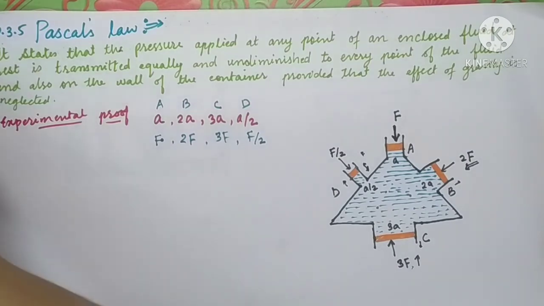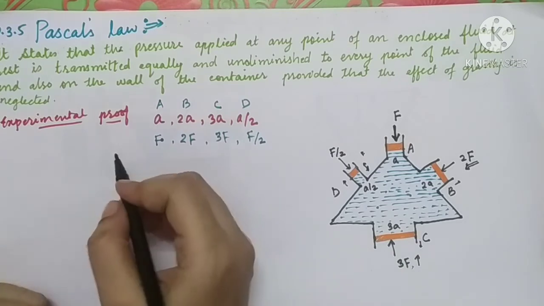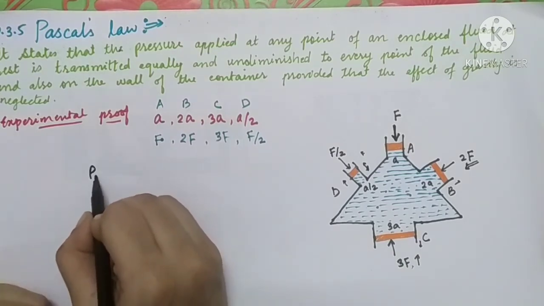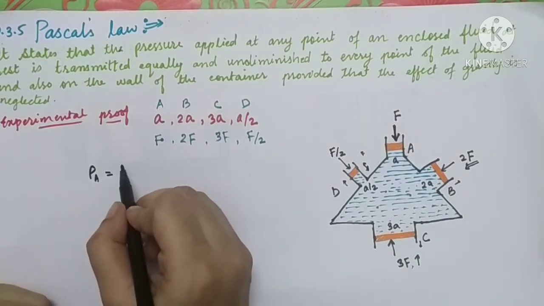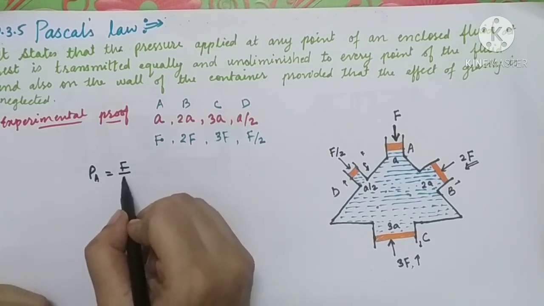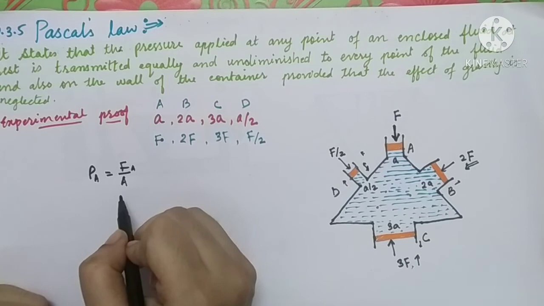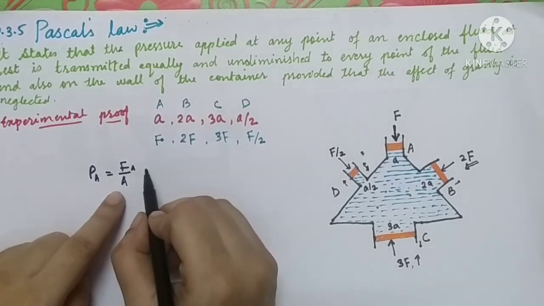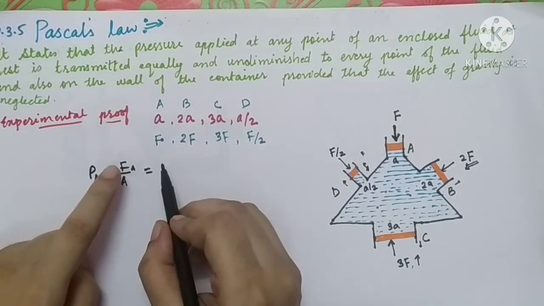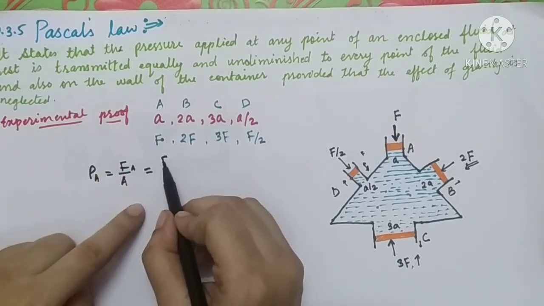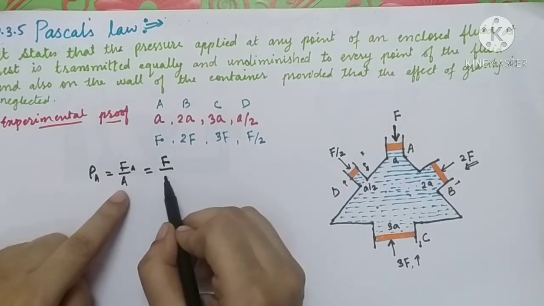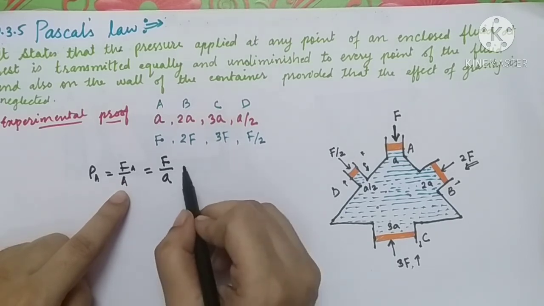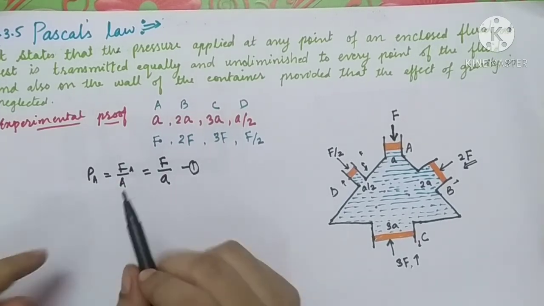Now let us calculate the pressure at A, B and C. The pressure at point A: the formula for pressure is F upon A. So we write F upon the area of opening A. The force on A is F, divided by area A. Equation 1.